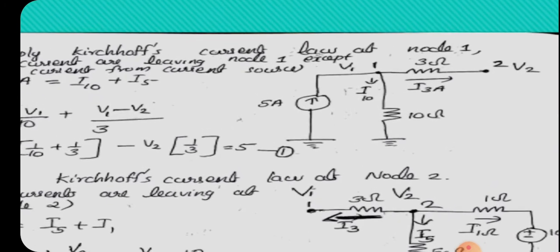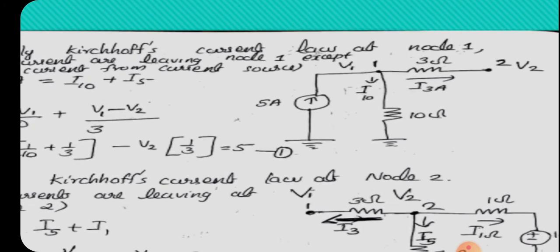So this is node 1. You know that at node 1 a 5 ampere source is connected, also 3 ohm and 10 ohm are connected, okay? From the circuit diagram we can draw 3 ohm and 10 ohm, and also we have to mark the currents. So current through 10 ohm is passing out of node 1, and current through 3 ohm is passing out of node 1, okay? Also we know from the circuit diagram in the question that 3 ohm is connected between node 1 and node 2. So when we write the equation of 3 ohm, we have to consider node voltage V2.